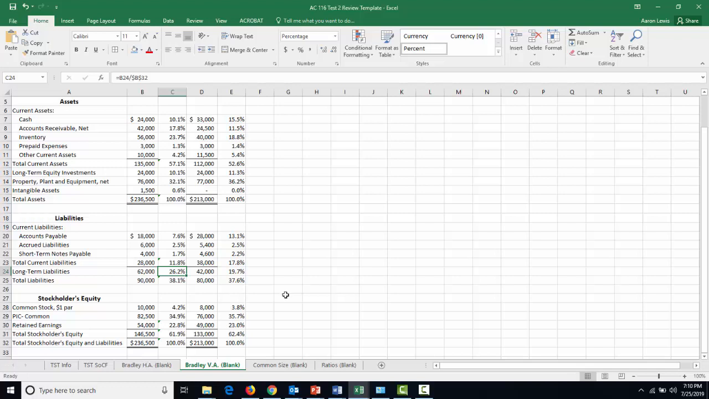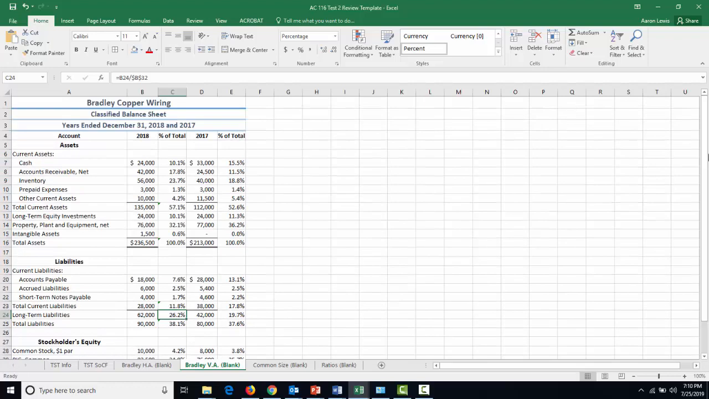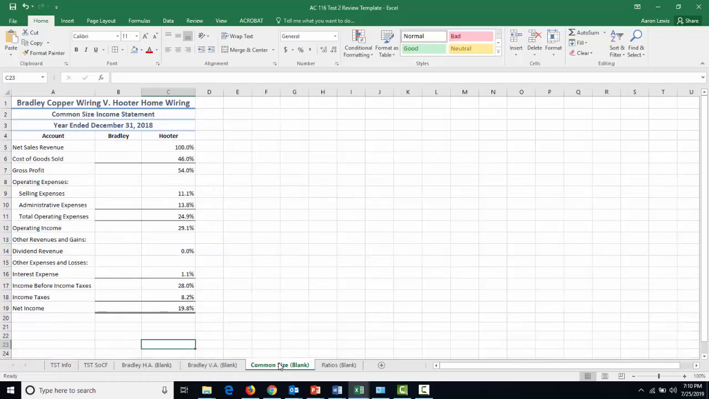None of the other accounts really have that big of a representative change from one period to the next, so I think we are through our vertical analysis of our classified balance sheet for Bradley Copper Wiring, which means we can go to our common size. And a common size is a way to compare our company to something else, and typically that something else is your chief competitor. In this case, Bradley Copper Wiring's chief competitor is Hooter Home Wiring.